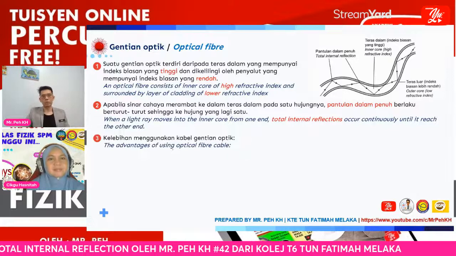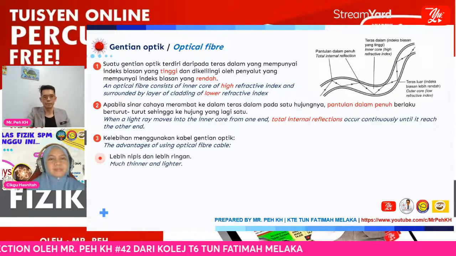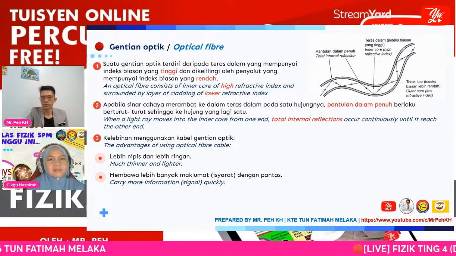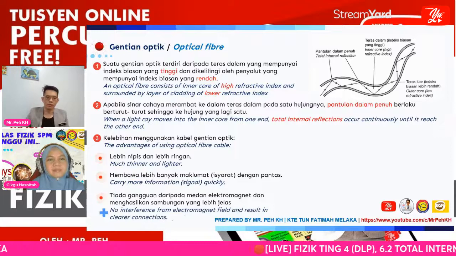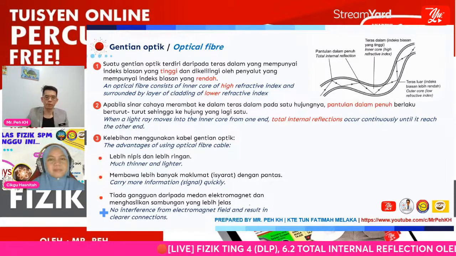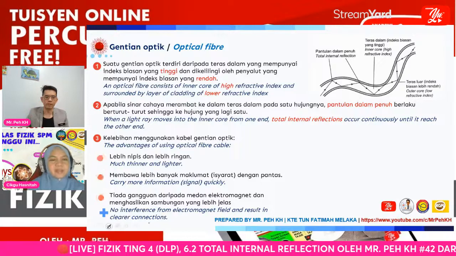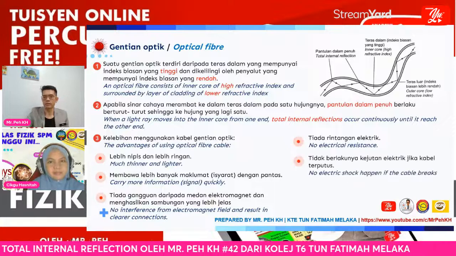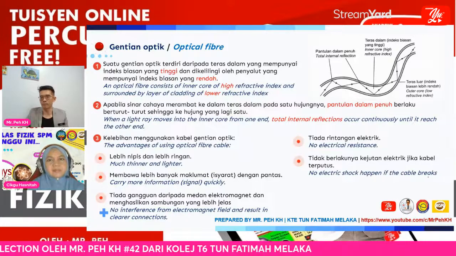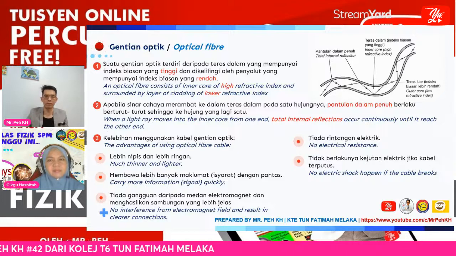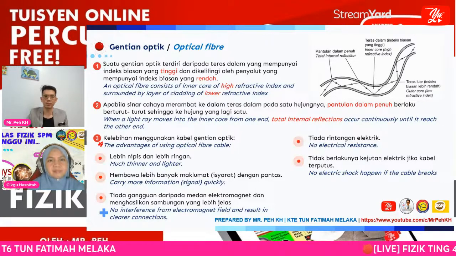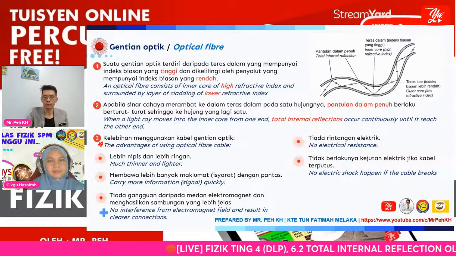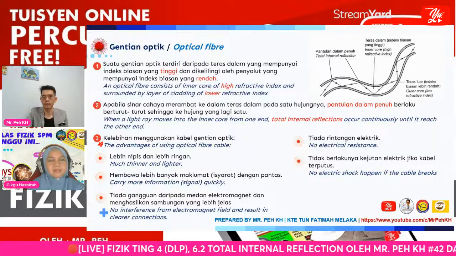So the advantages of using optical fiber are: much thinner and lighter, and can carry more information. No interference from electromagnetic fields, resulting in clearer connection. No electrical resistance, and no electric shock if the cable breaks. So this is a reference of advantages for using optical fiber cable, where you can apply it in section B or C.